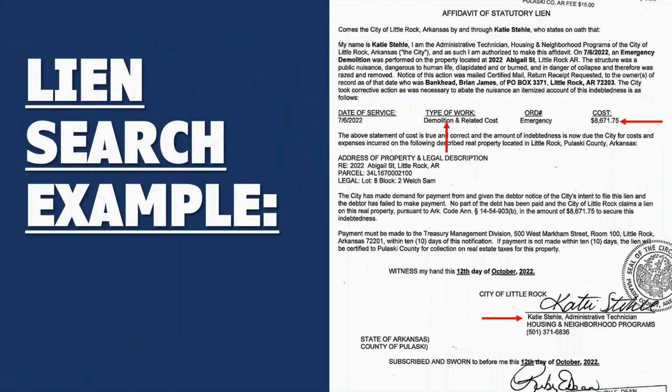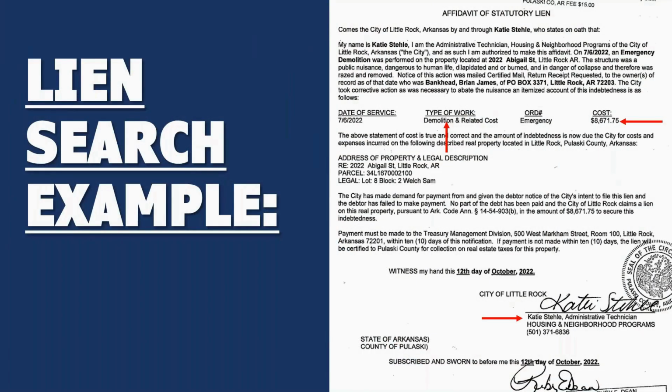Yeah, absolutely. And so in this case, we can see automatically underneath the type of work, it says demolition and related cost. You can see it was ordered under an emergency, and the total cost of it at that time was $8,671. Now, one thing that's good about looking up this information is we also have the contact information for the people that we need to contact to find out more about this lien. We can see the information down there at the bottom. We'll have a phone number, an address, a person to talk to, a lien number.